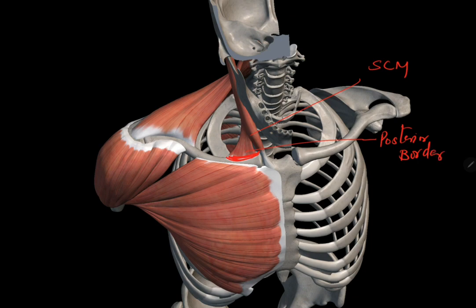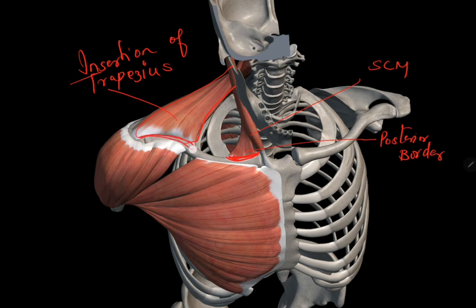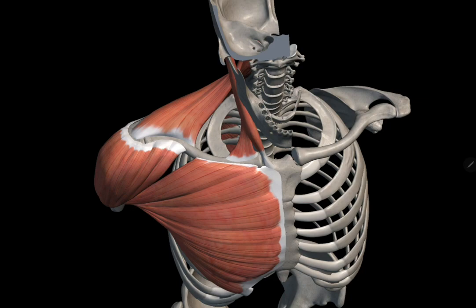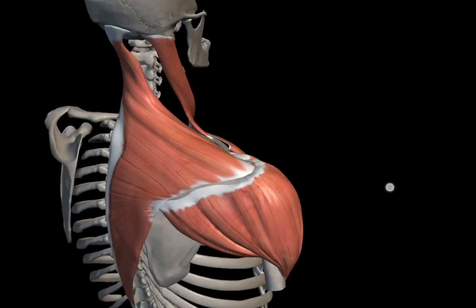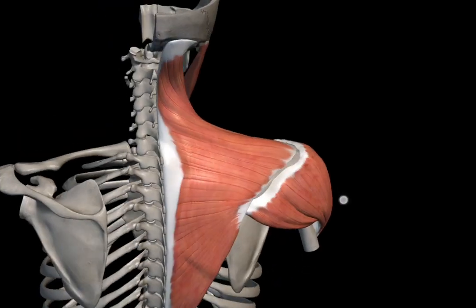Now if you see on the lateral side, this is a broad trapezius you can see here. So the insertion of trapezius takes place on the lateral side of the posterior border of the clavicle. I hope you got these. So only the trapezius is getting inserted, otherwise the deltoid, pectoralis major and sternocleidomastoid are originating from the clavicle.